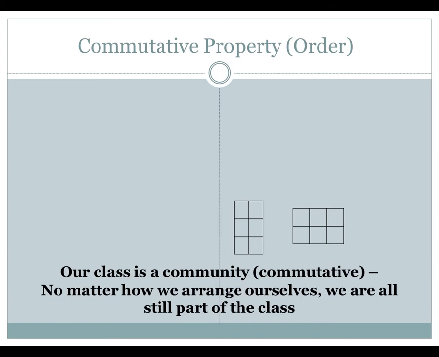So the commutative property talks about the order that things are in, whether it matters or if it doesn't matter. So it says here, our class is commutative. No matter how we arrange ourselves, we are all still part of the class, right? Even though right now we're not in our normal classroom, 003, it's still us. We're in a different seating arrangement because my 7th graders are doing group work today, so we're in pods. But it's still us, right? We all know who we are. We're still the same community, just in a different order.